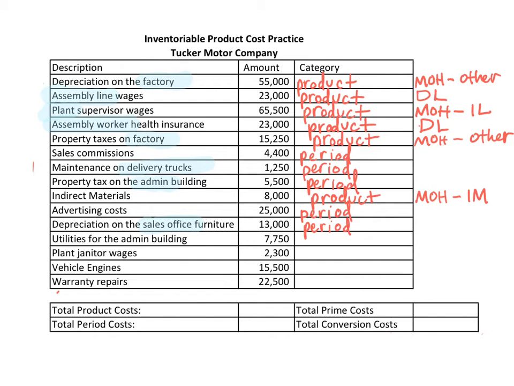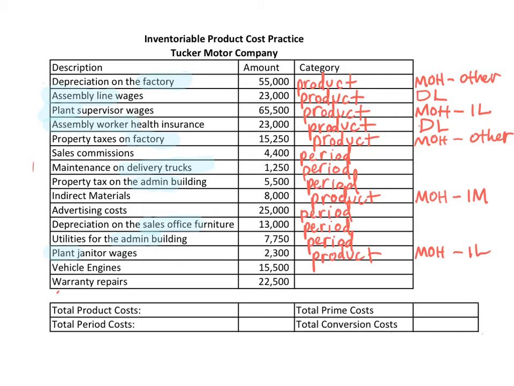Utilities for the admin building. The keyword here is admin. If it's relating to administration, it is not production related, so therefore this will be also a period cost. Plant janitor wages. The key here is plant. Anyone who works in the plant is a product cost, the cost of their labor. But since the plant janitor does not work on the assembly line, that labor is part of overhead, specifically indirect labor.